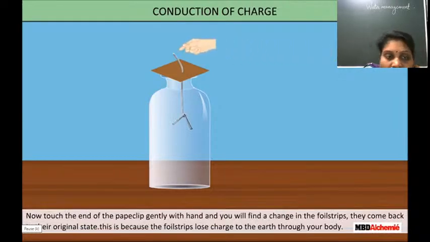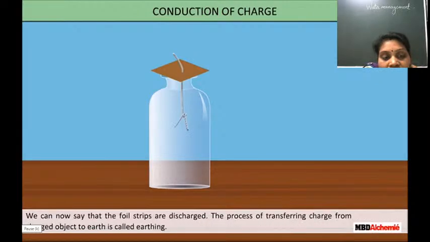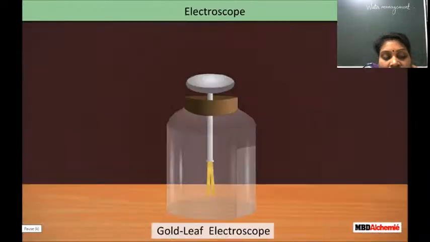Now, touch the end of the paper clip gently with your hand and you will find a change in the foil strips. They come back to their original state. This is because the foil strips lose charge to the earth through your body. We can now say that the foil strips are discharged. The process of transferring charge from a charged object to the earth is called earthing.